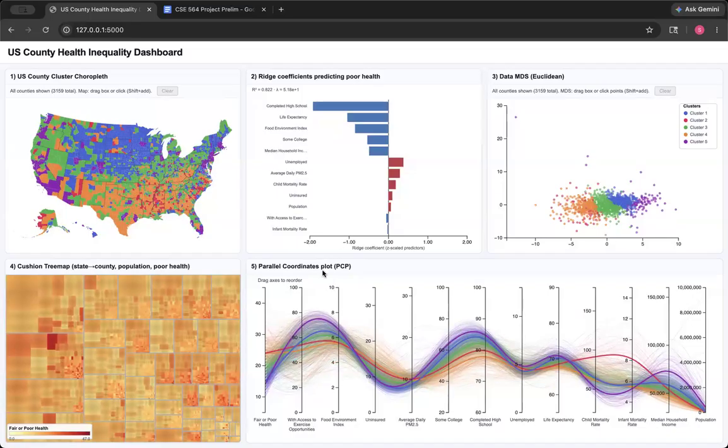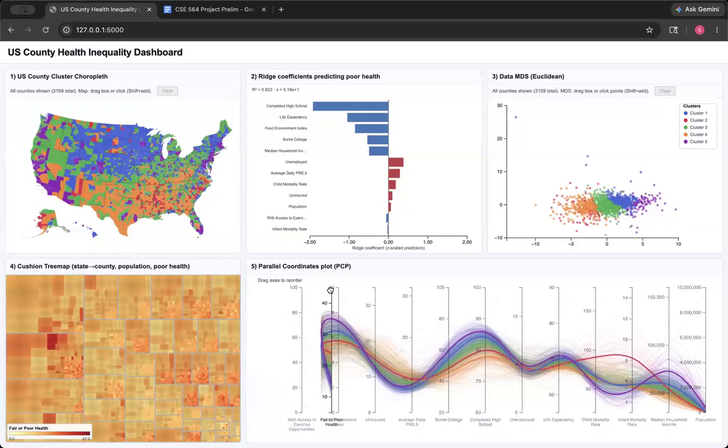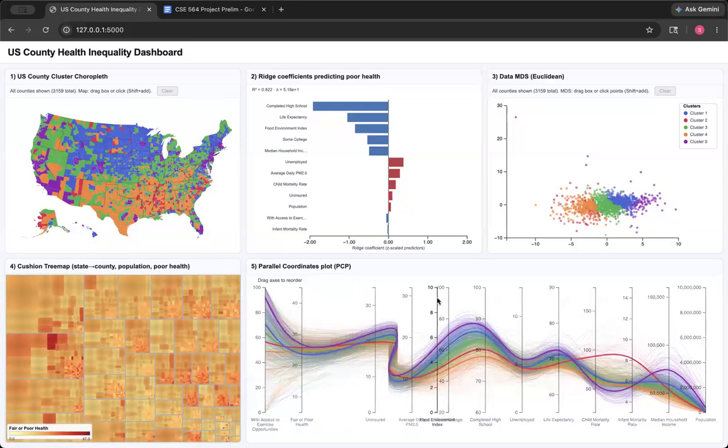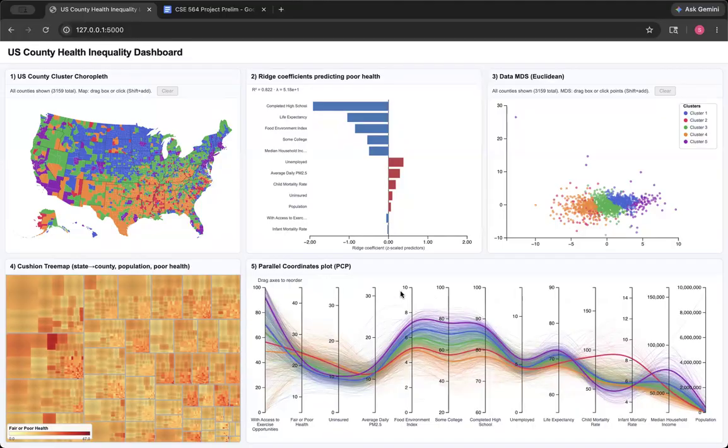And for the interaction in the parallel coordinates plot, I have made it possible that we can drag and reorder the axes of this parallel coordinates plot. So if you want to check the correlation between two different variables, you can place them next to each other and see whether they have a positive or negative correlation, or any correlation at all.